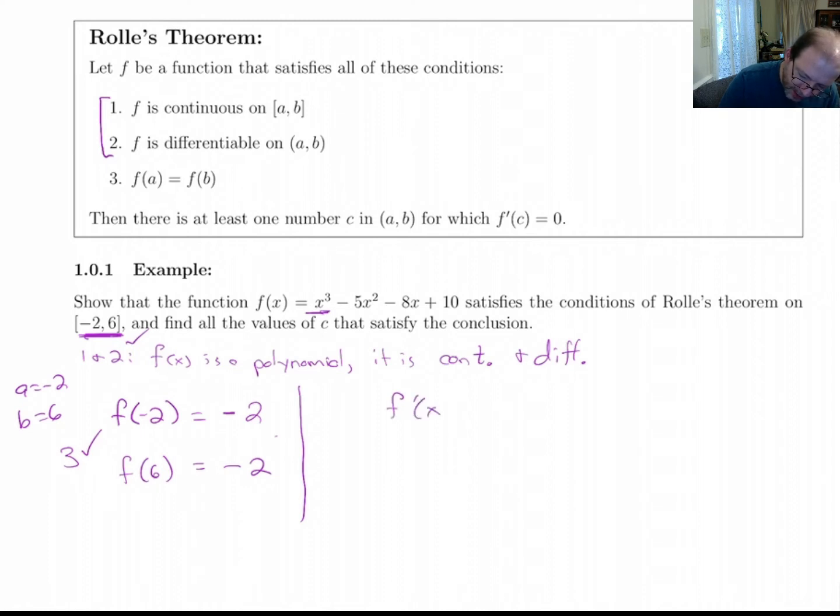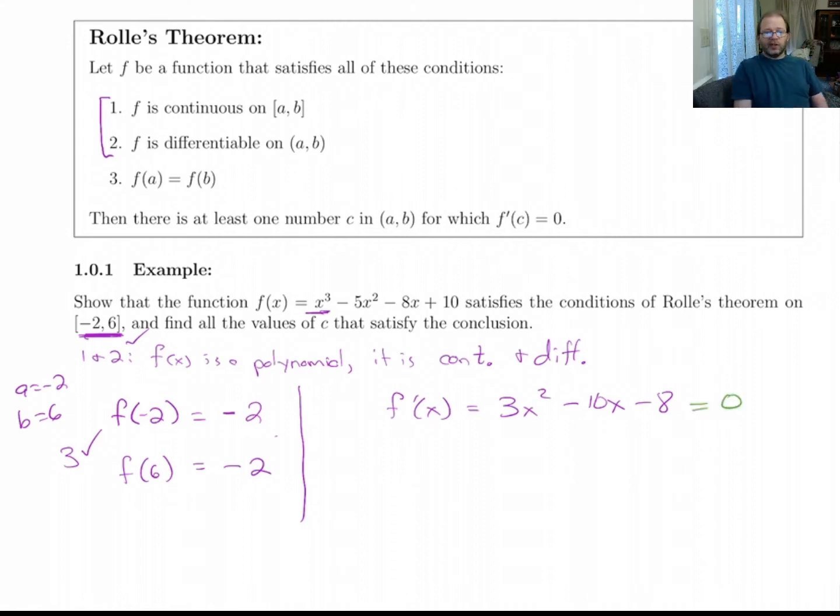So f prime of x is going to be 3x squared minus 10x minus 8. And so what this is saying is somewhere in between -2 and 6, we can find an x value that makes this 0. So let's see, can we solve this? Well, we can certainly solve it. The question is, can we factor it?